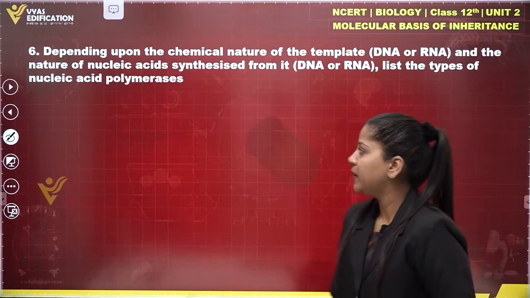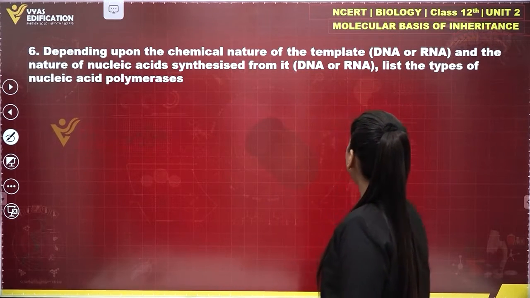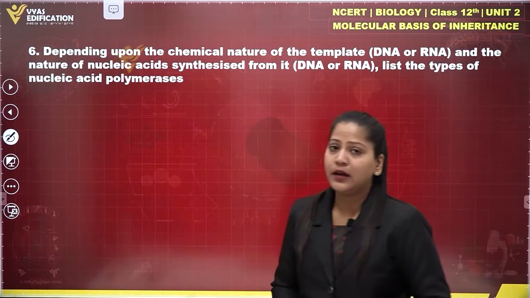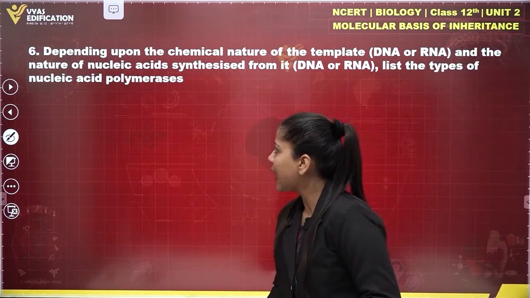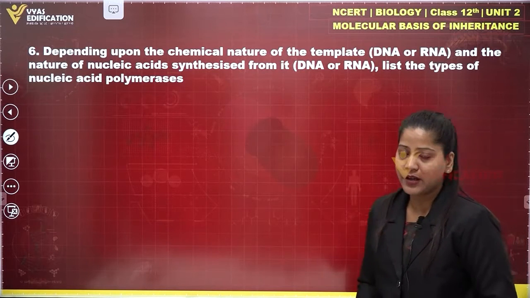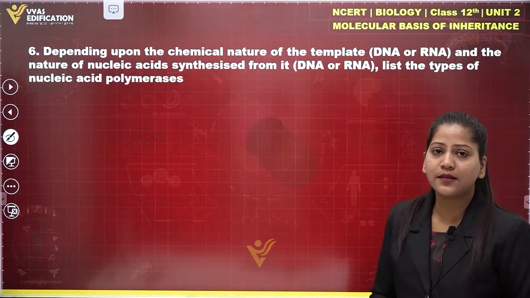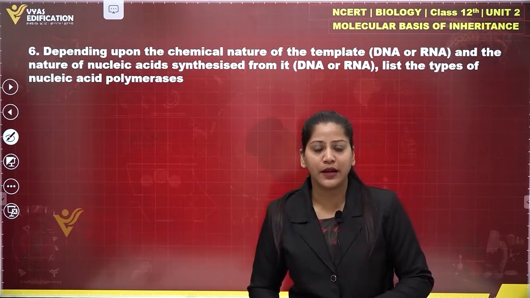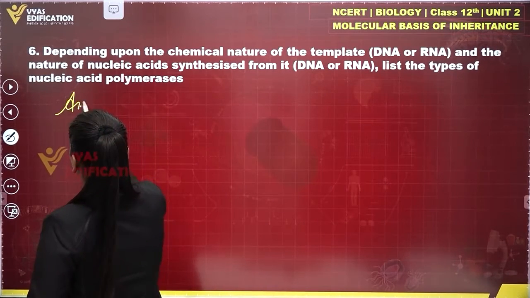Now we have question number 6 on the screen. Depending upon the chemical nature of the template, DNA or RNA, and the nature of nucleic acid synthesized from it, DNA or RNA, list the types of nucleic acid polymerases. Now on the basis of chemical nature of template strands, we basically have two types of nucleic acid polymerases, that is DNA dependent DNA polymerase, and the other one is DNA dependent RNA polymerase. So let's write answer number 6.